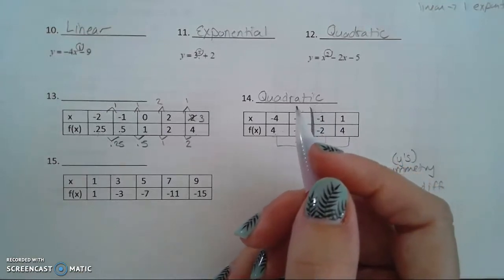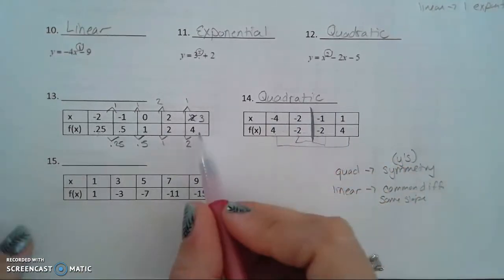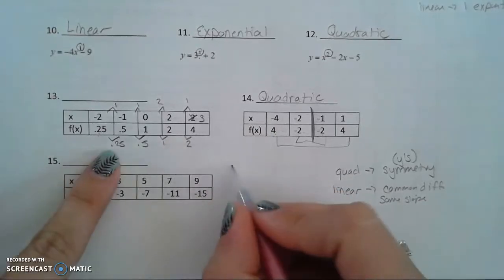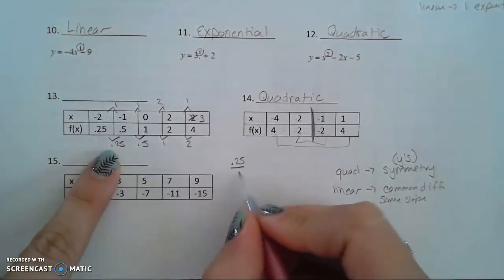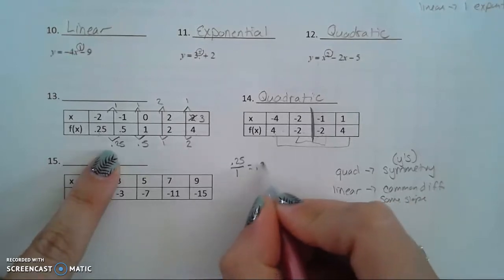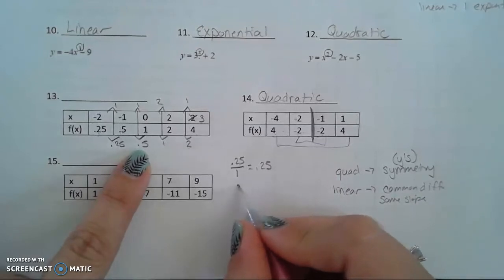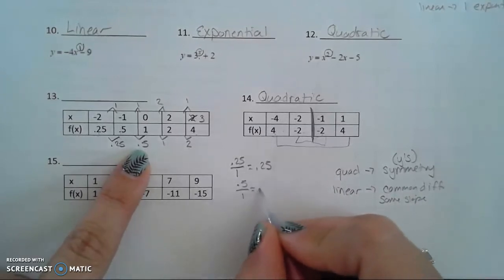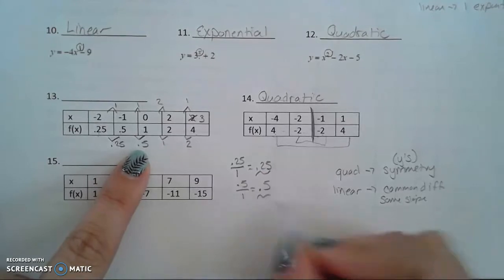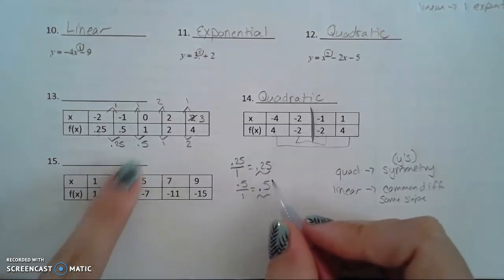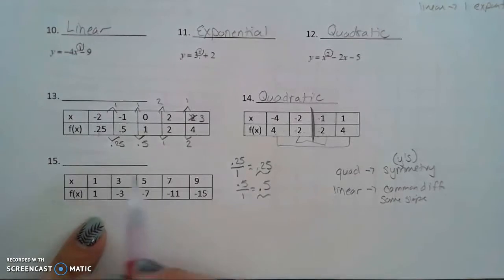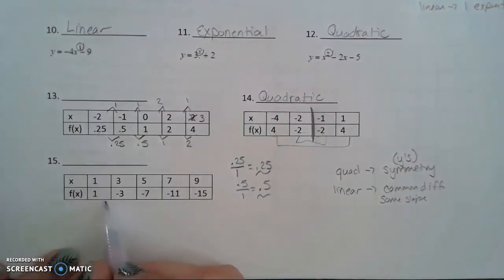So if we take each one of those and say the change in my y over the change in my x, that's a 0.25. Then if I do the next change, that is a 0.5 over 1. I'm noticing already these are not the same number, so I know this is not linear. So let's look down at 15. On 15, we're going to see the change here from 1 to -3. So I need to go 1 minus what is going to get me to -3.